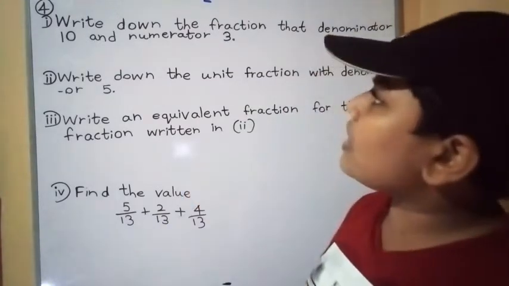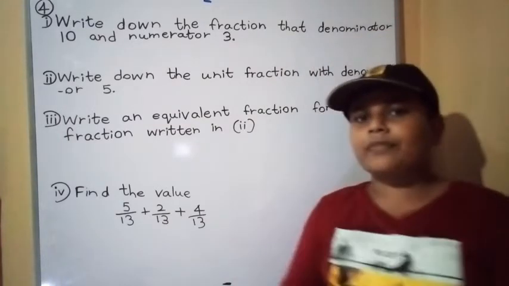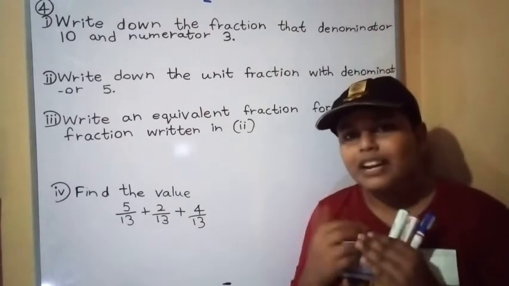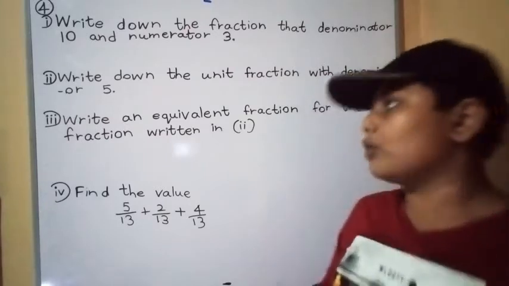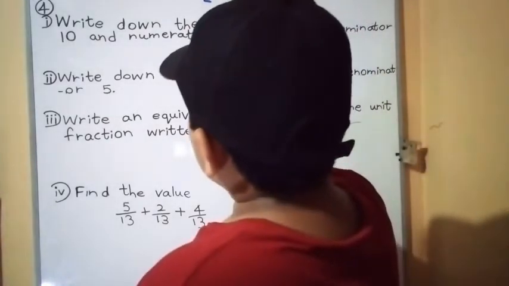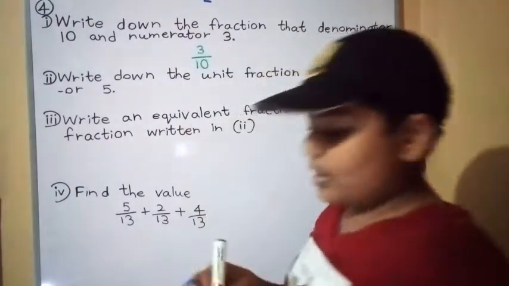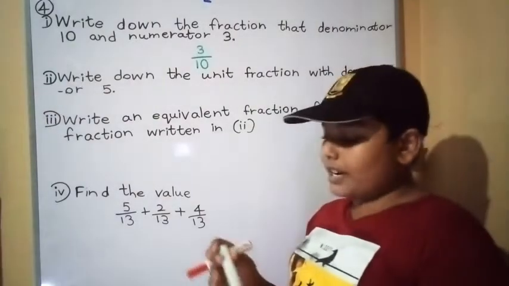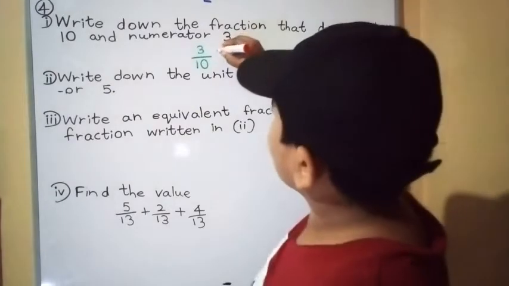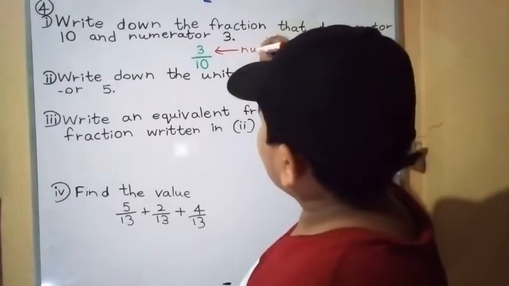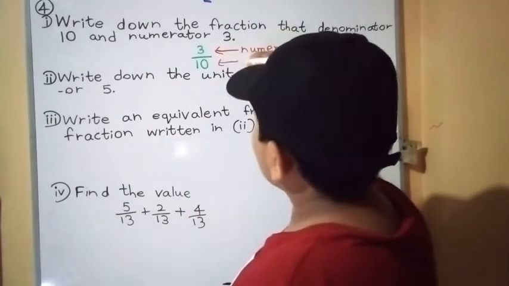Now, the first one: write down the fraction with denominator 10 and numerator 3. You know the denominator and numerator in the fractions, right? Now, denominator means this, numerator means this. Now, numerator and denominator, right? Numerator, denominator.